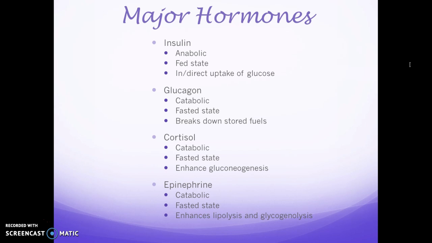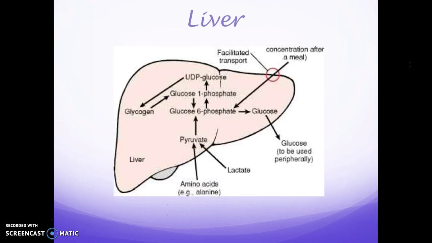Lastly, we have epinephrine, which is another catabolic G-protein receptor hormone that is elevated in the fasted state, similar to glucagon. Epinephrine enhances lipolysis, glycogenolysis through the alpha agonist pathway, and beta oxidation of fatty acids.